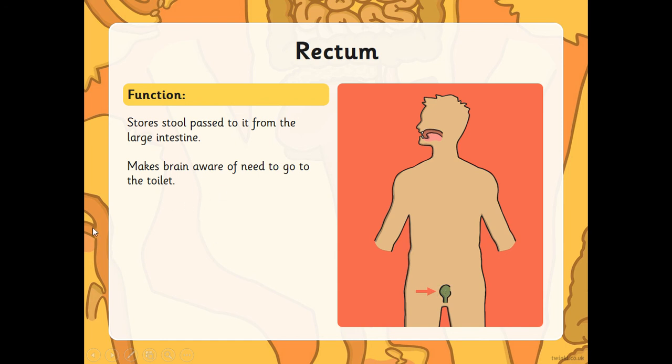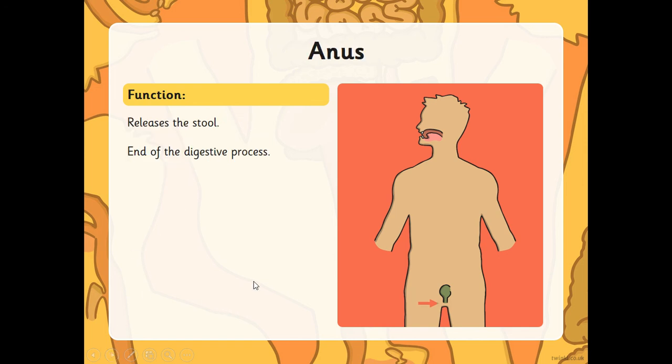So from the start, when it went in, the whole process, going through all those different body parts and enzymes mixing with it, breaking it down, and then eventually what's left, what's not needed by the body, passes out of your rectum and you go to the toilet. Okay, and then obviously the last bit is the anus, and that's where the poo comes out. Okay, and that is the end of the digestive process there. So you've got the anus.